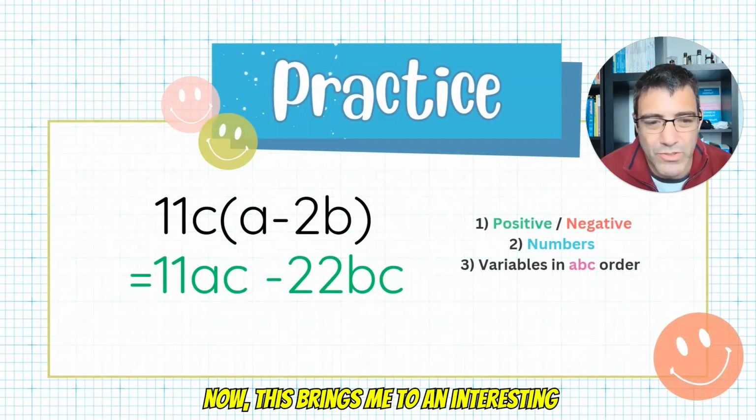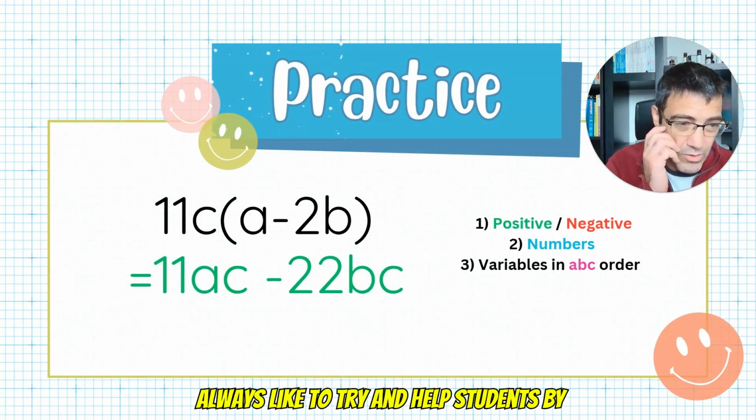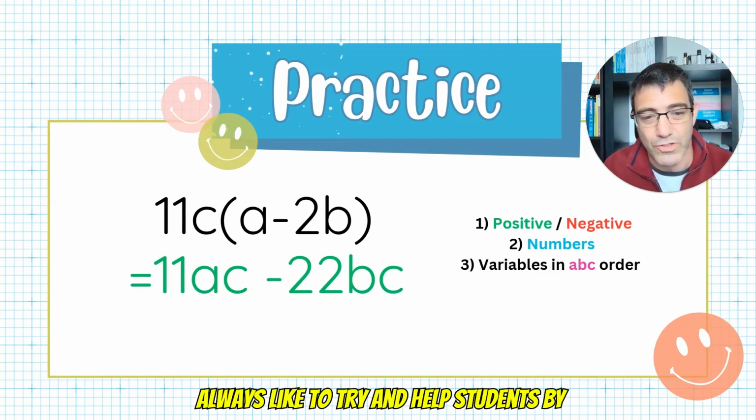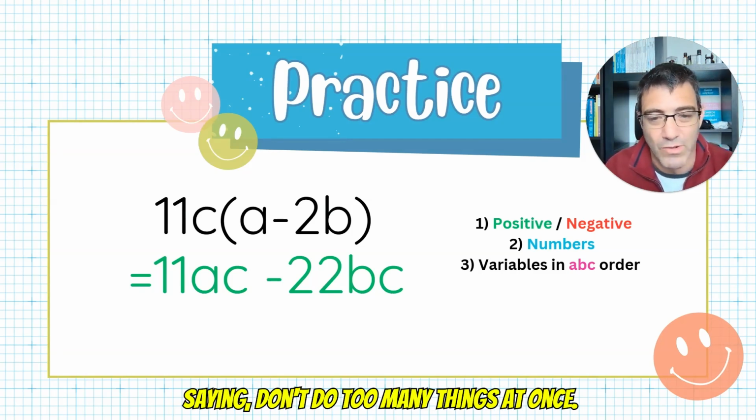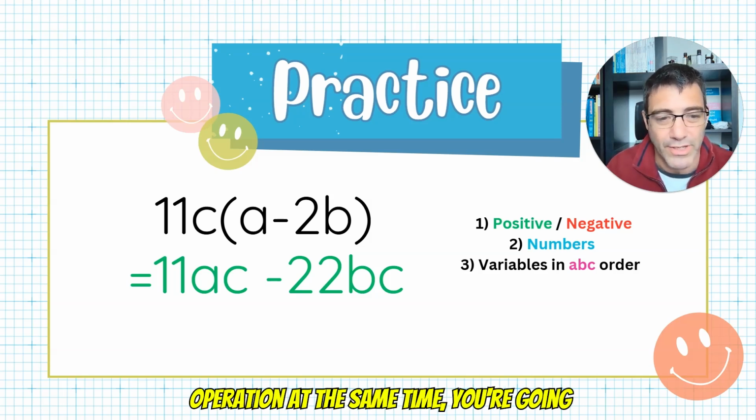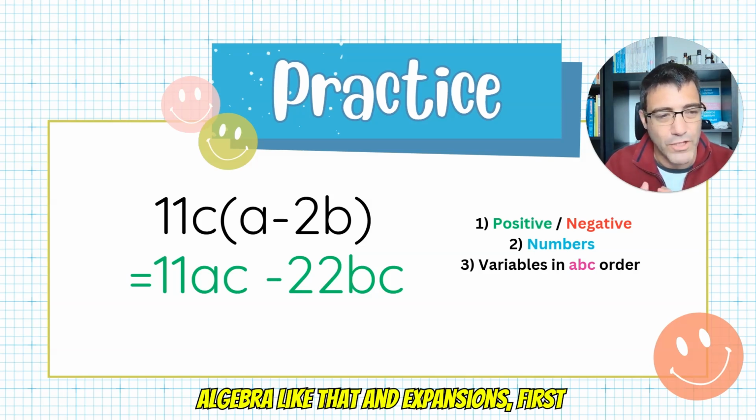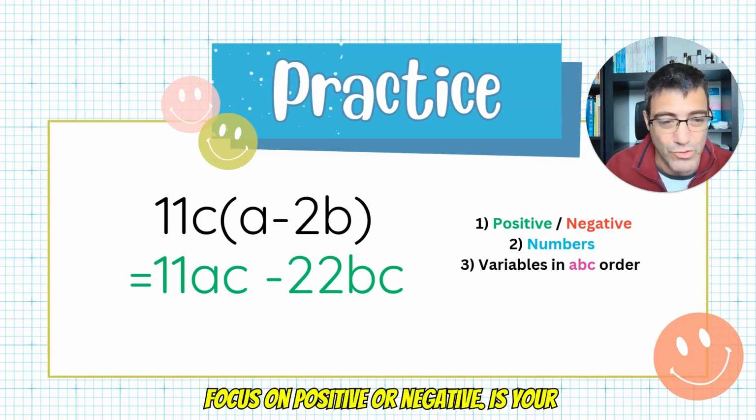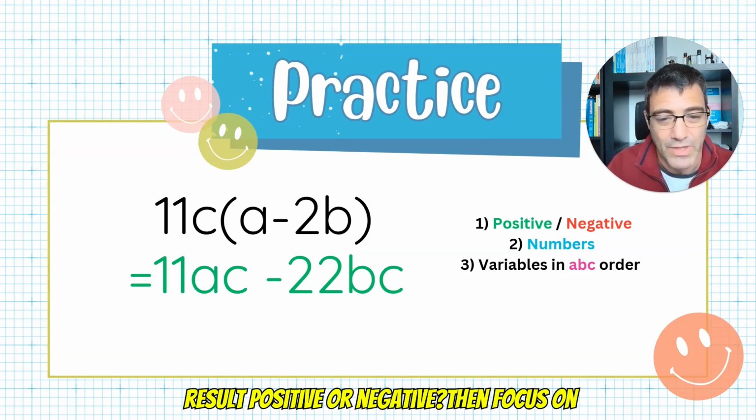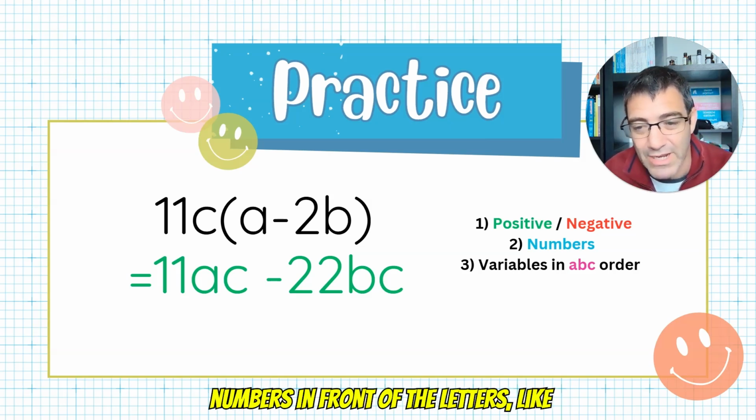Now, this brings me to an interesting little technique that I like to use. I always like to try and help students by saying, don't do too many things at once. If you try to do every single operation at the same time, you're going to get confused. So whenever you see algebra like that and expansions, first focus on positive or negative. Is your result positive or negative? Then focus on the numbers, and by that I mean the numbers in front of the letters.